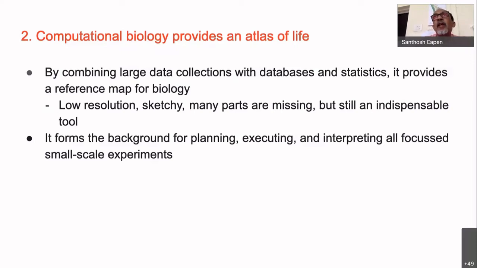Even if it is a small scale experiment or big experiments, this sort of reference map is important. So computational biology helps us in providing this sort of a reference tool, a reference map for our holistic biological process.